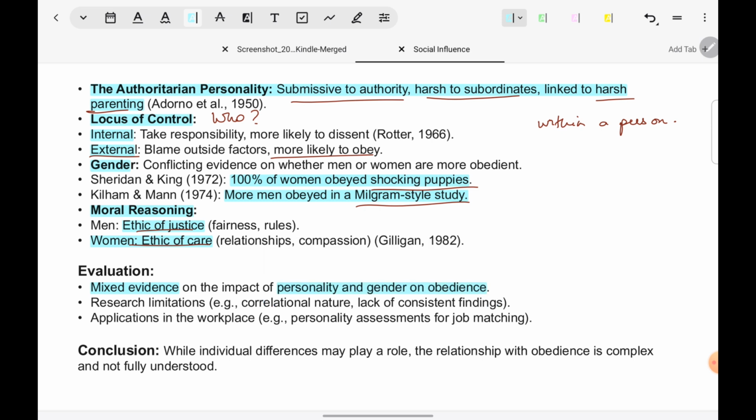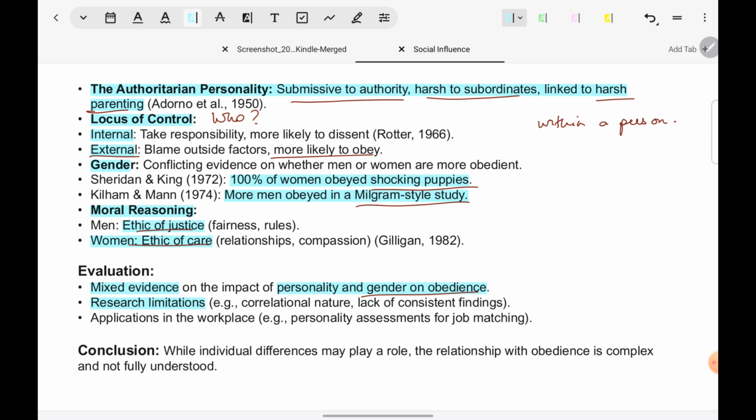Like we saw, especially in the case of gender, some studies are telling us men are more obedient. The other studies are giving us exactly the opposite result. So which should we trust? It's very difficult to decide. This is a severe weakness. There are also research limitations.